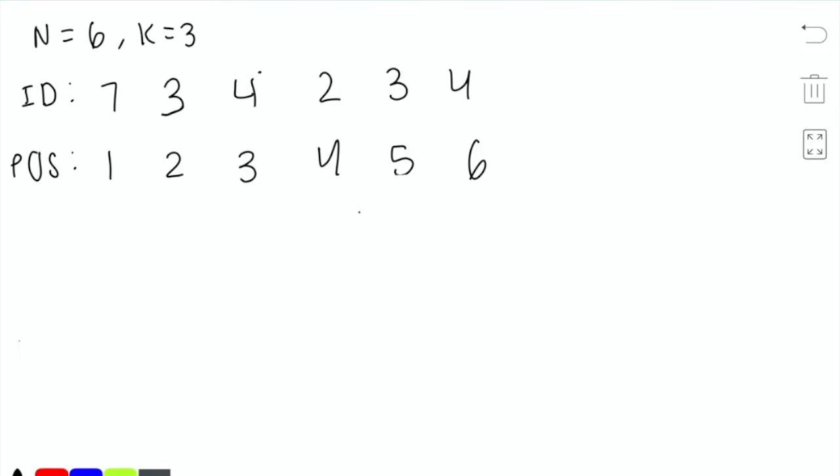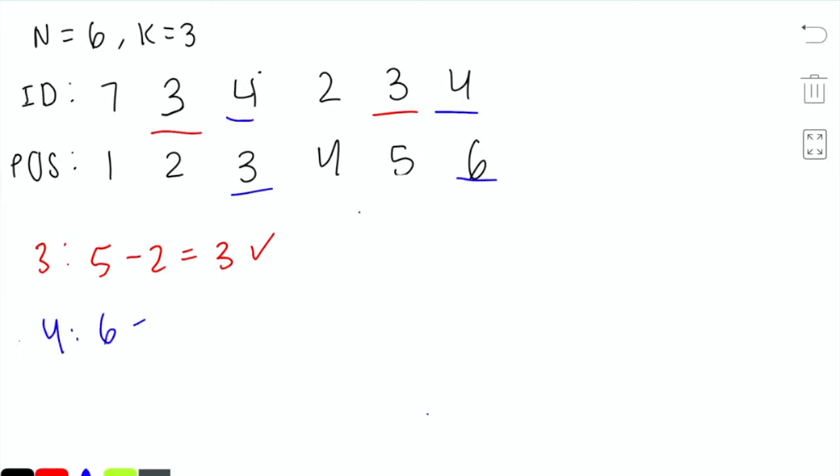The cows with breed ID 3 have a distance between them of 5 minus 2, which is equal to 3. And the second pair of crowded cows is the cows with breed ID 4. The distance between these cows is, again, 6 minus 3, so it's equal to 3. And so in this case, the maximum breed ID is 4. So we would return 4 as our answer.